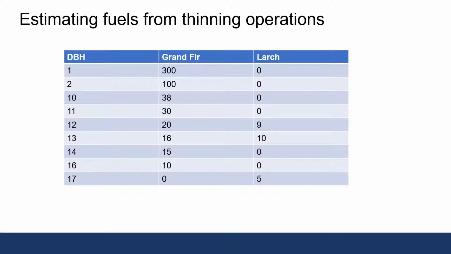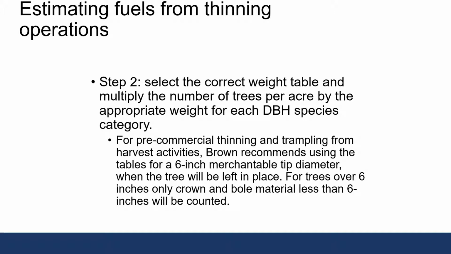Here is a list of the trees we expect to cut. Note that this is a partial cut in a grand fir and larch stand in northern Idaho. The next step in the process is to select the correct weight tables for each tree and to multiply the number of trees per acre by the weight. For pre-commercial thinning and trampling from harvest activities, Brown recommends using the tables for a 6-inch merchantable tip diameter when the tree will be left in place. For trees over 6 inches, only crown and bowl material less than 6 inches will be counted.